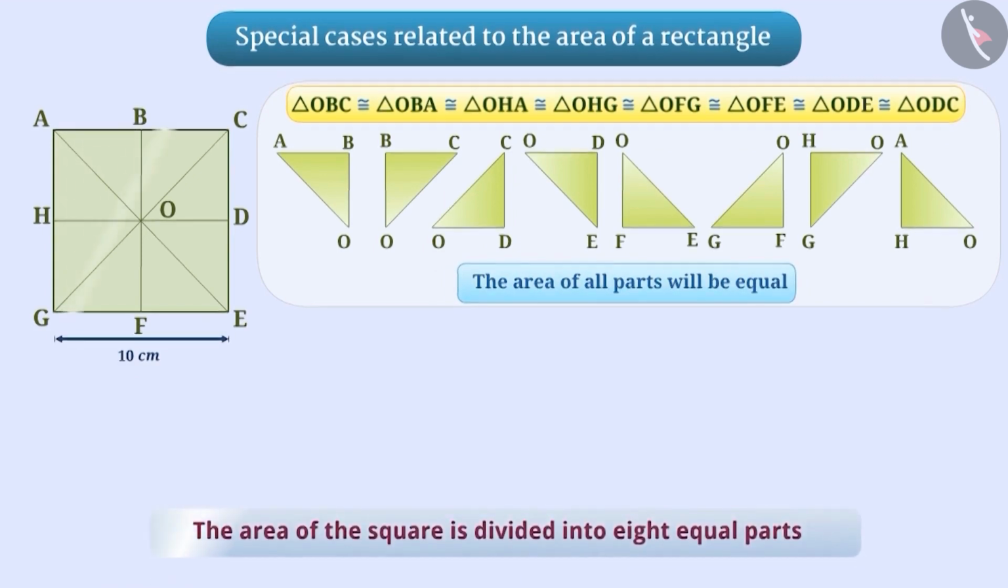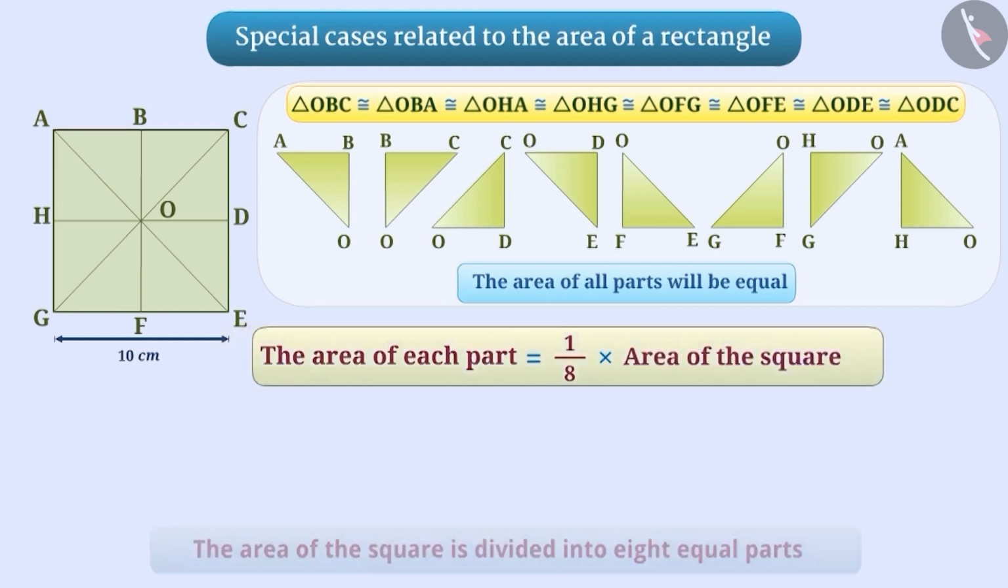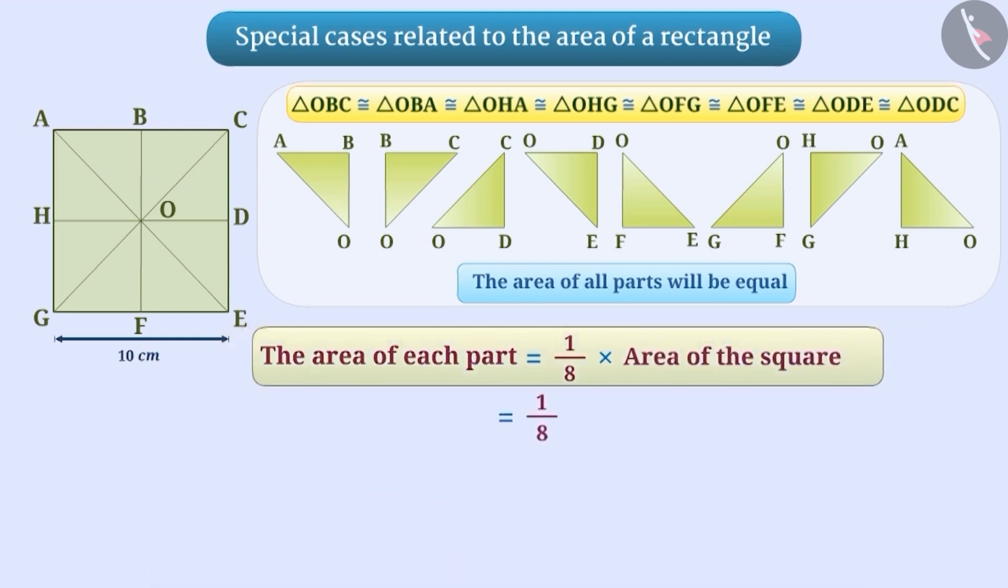Since the area of the square is divided into 8 equal parts, therefore, the area of each part will be 1/8 into area of the square, which is equal to 1 by 8 into 10 centimeter into 10 centimeter, which is equal to 1 by 8 into 100 centimeters square, which is equal to 12.5 square centimeters.